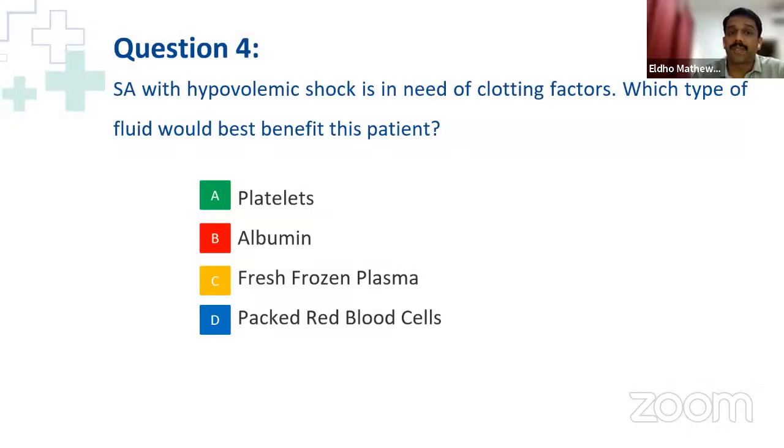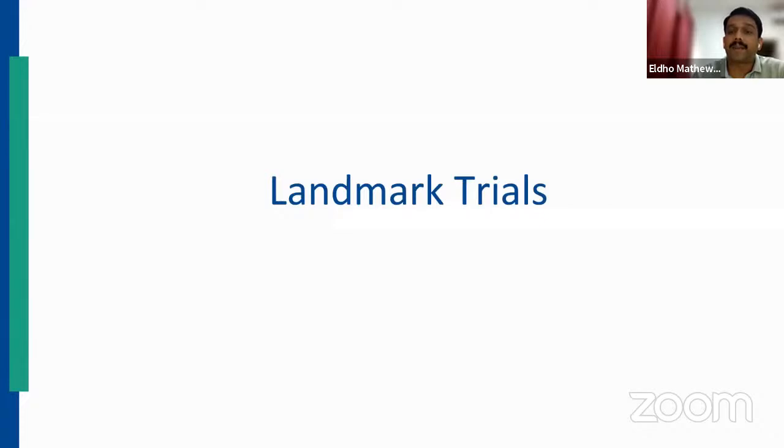Coming to the next question. A patient with hypovolemic shock is in need of clotting factors. Which type of fluid will be best in this patient? Platelets only? Clotting factors won't be there. Albumin? Packed blood cells? Okay, so the answer will be fresh frozen plasma, where the clotting factors are present.